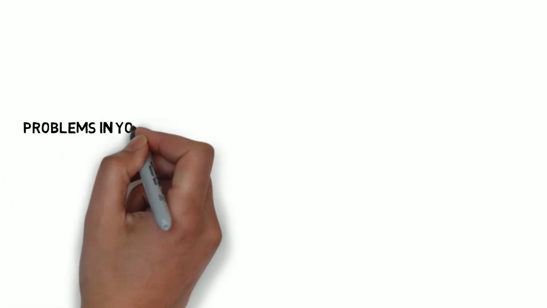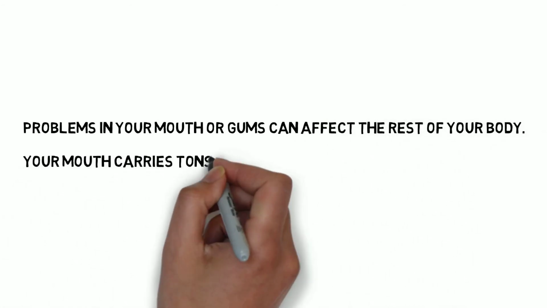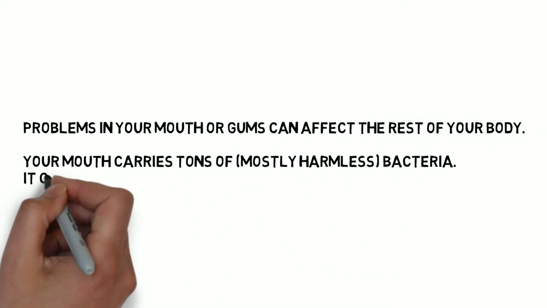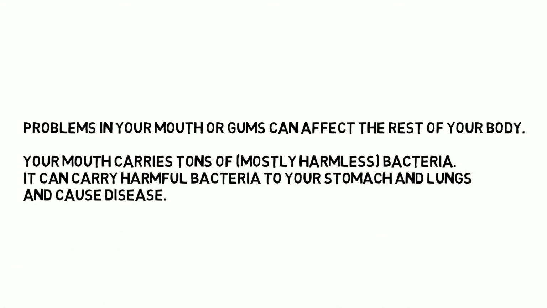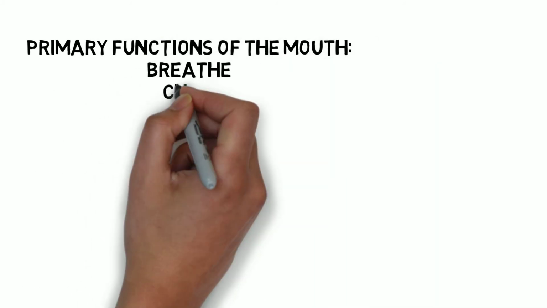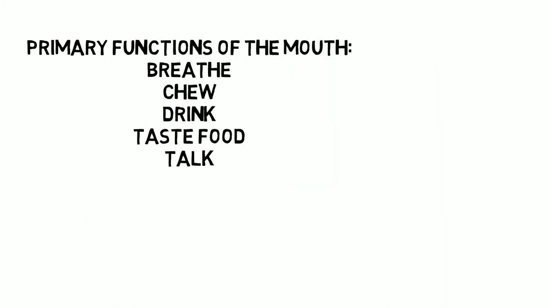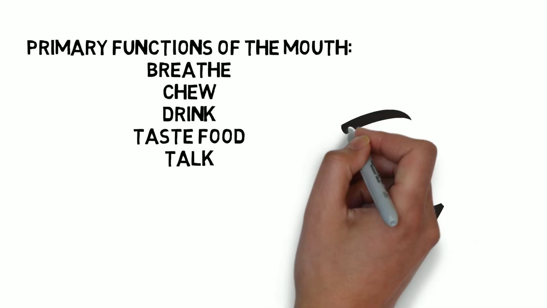Problems in your mouth or gums can affect the rest of your body. Your mouth carries tons of bacteria, but most of them are harmless. Your mouth can carry these bacteria to your stomach and lungs and cause disease. The mouth's primary function is to breathe, chew, drink, taste food, and talk. All of these things are helped by the lips, tongue, and the teeth or dentures.